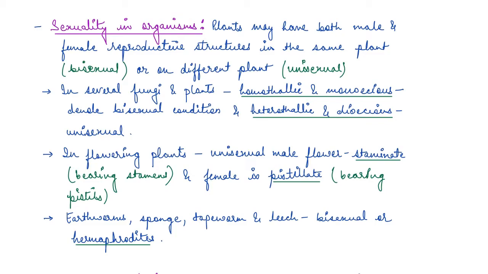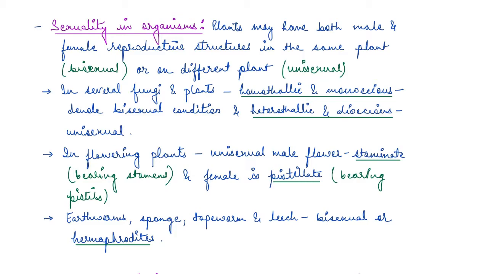Now, what happens in the case of flowering plants? Flowering plants have a unisexual male flower, and then a female flower as well. The male flower is staminate, which has stamens, which have pollen grains containing the male gamete, and then they have the pistil, which has the female egg. So in flowering plants, they can have two types of flowers.